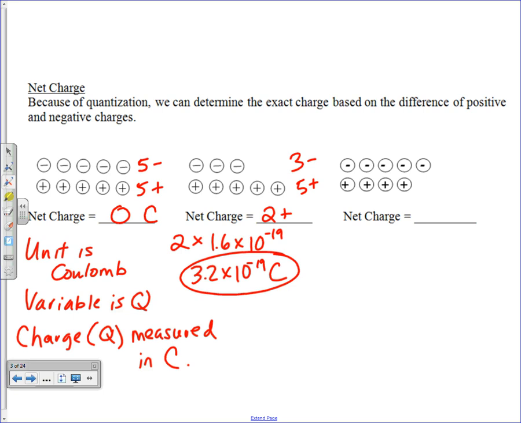Finally, for my third example, I have a net charge of -1, which would be equivalent to the charge on 1 electron, which is -1.6 times 10 to the negative 19th coulombs.